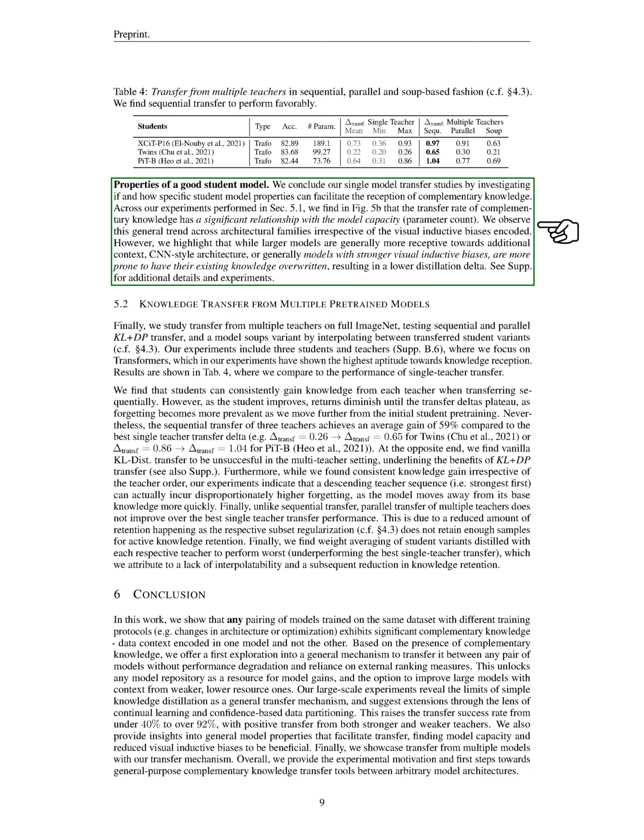Finally, we investigate if and how specific student model properties can facilitate the reception of complementary knowledge. We find that the transfer rate of complementary knowledge has a significant relationship with the model capacity. Larger models are generally more receptive towards additional context, but models with stronger visual inductive biases are more prone to have their existing knowledge overridden, resulting in a lower distillation delta.